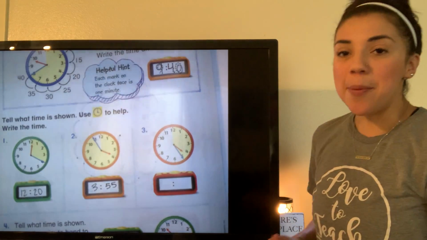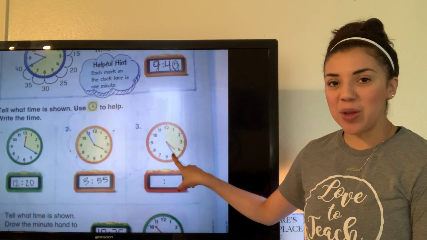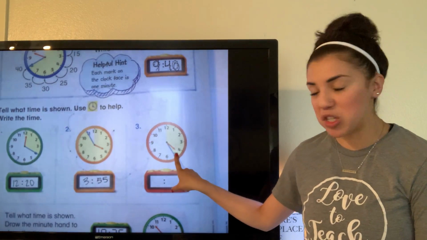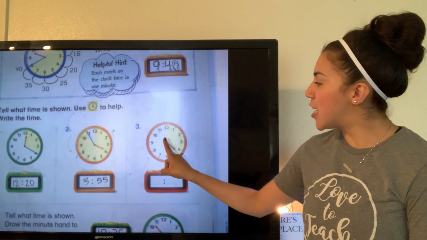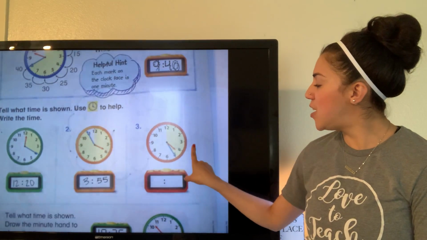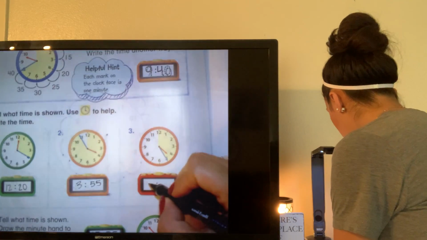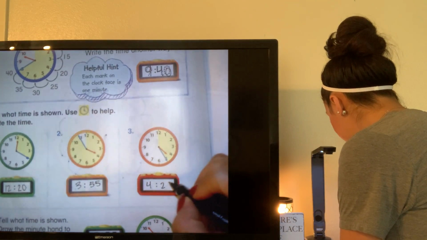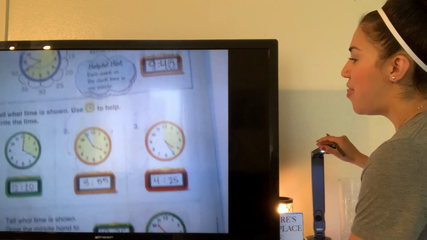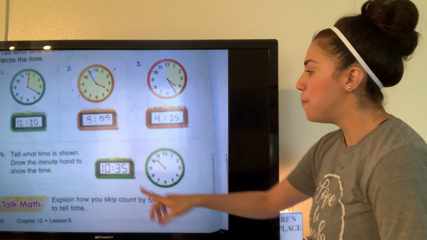Looking at number 3, we have the hour hand right in between the 4 and the 5, so it belongs to the 4. Then I'm going to skip count by 5s: 5, 10, 15, 20, 25. So this time would be 4:25.